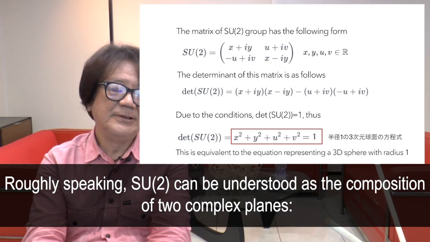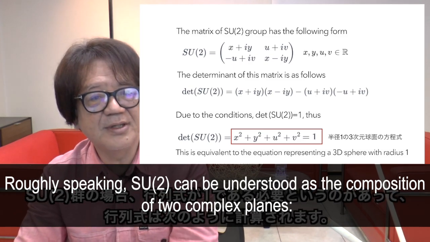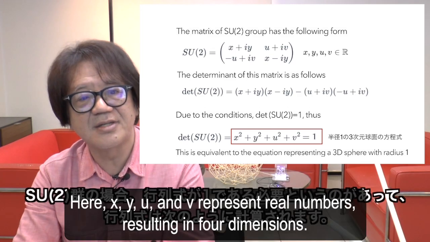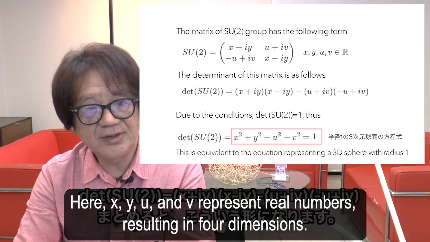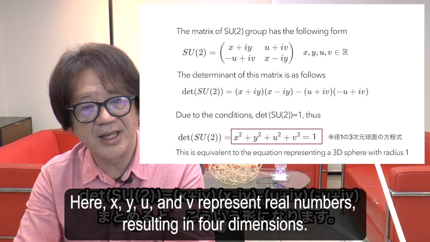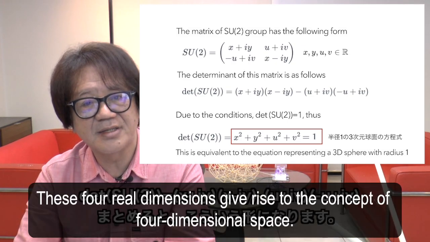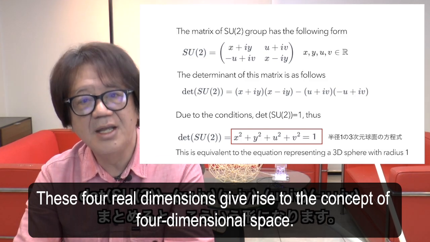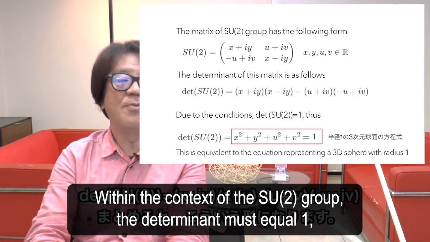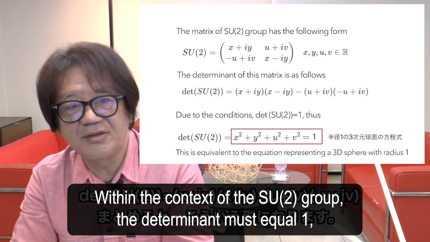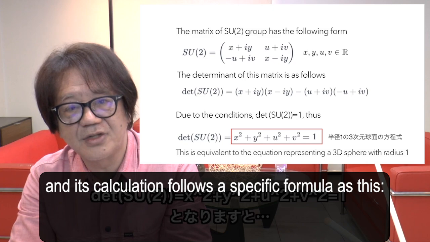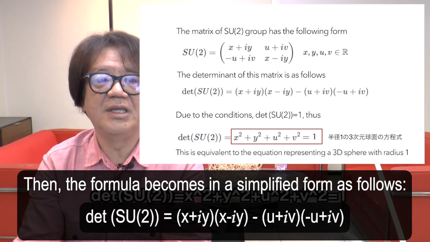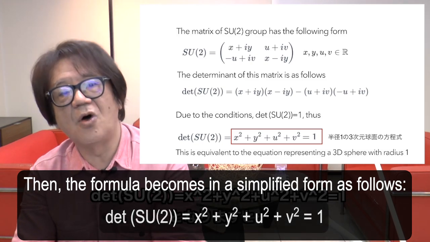Roughly speaking, SU2 can be understood as the composition of two complex planes, x plus yi and u plus iv. Here, x, y, u and v represent real numbers, resulting in 4 dimensions. These 4 real dimensions give rise to the concept of 4-dimensional space. Within the context of the SU2 group, the determinant must equal 1, and its calculation follows a specific formula. Then, the formula becomes a simplified form as follows.